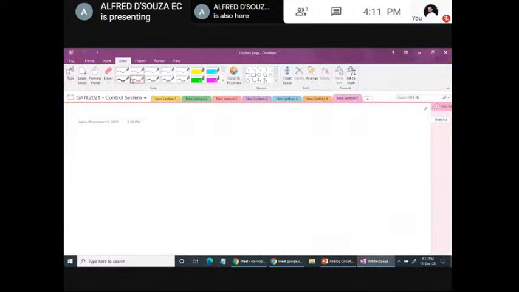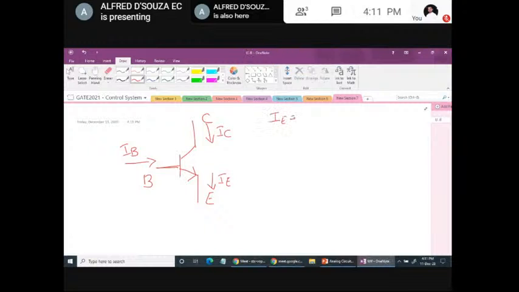For any BJT you take, whether it is NPN or PNP, you'll have to remember these quantities. It has three terminals: base, collector, emitter. This is base current, this is collector current, and this is emitter current. Emitter current IE will always be equal to base current plus collector current, and collector current will be equal to beta times base current.